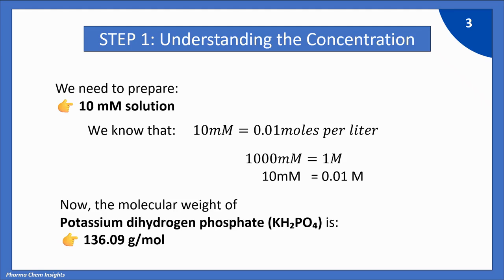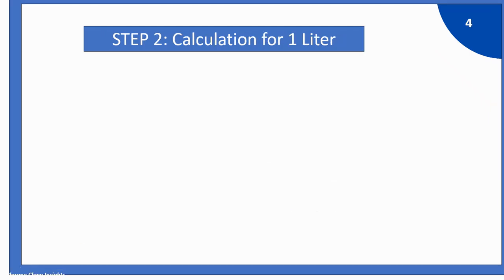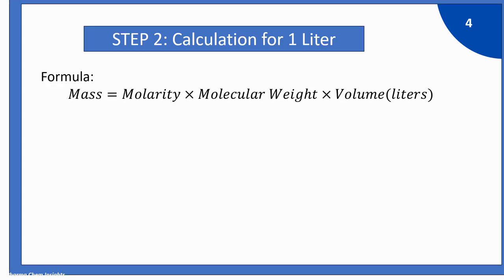Now the molecular weight of potassium dihydrogen phosphate KH2PO4 is 136.09 gram per mole. Now let's see the calculation part for 1 liter. Formula is mass is equal to molarity into molecular weight into volume in liters. So let's put the values in formula.